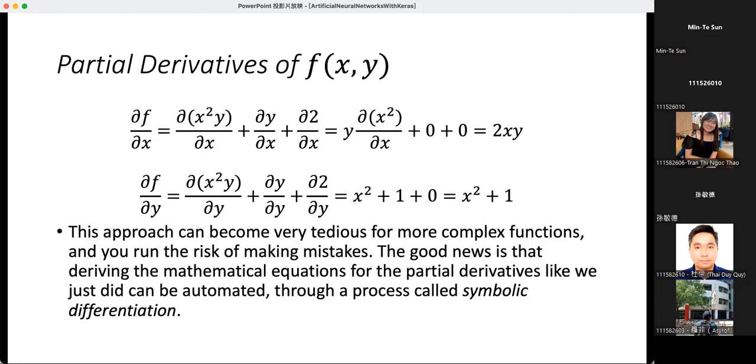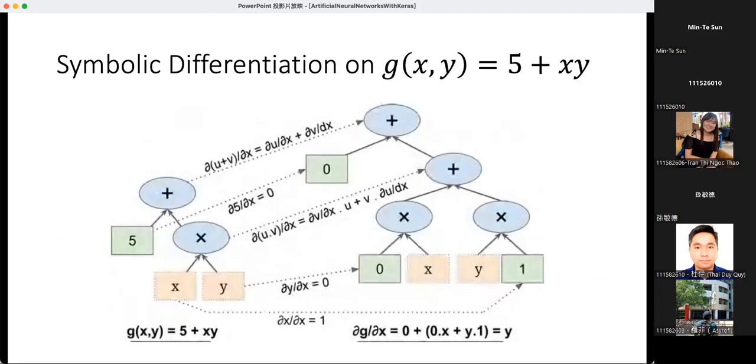The good news is that, because we have rules, these rules can be implemented by a computer, which is called symbolic differentiation. So what symbolic differentiation is like this. Say you have a function g(x,y) equal to 5 plus xy. You first represent this 5 plus xy in a tree, like the left hand side. Now, if it's a plus sign, you need to do the partial derivative for both sides.